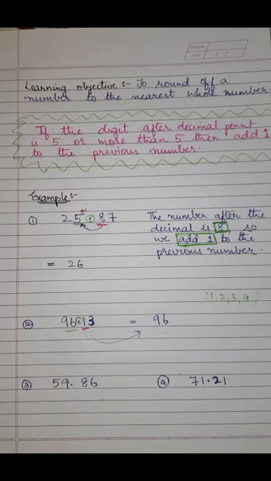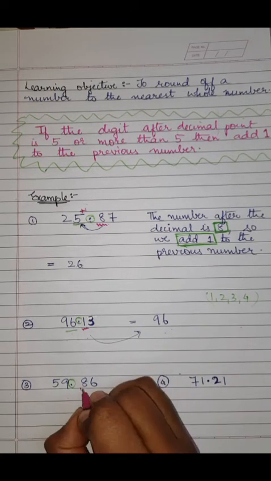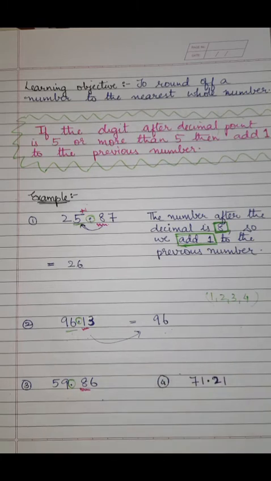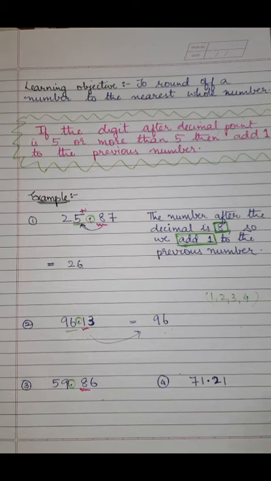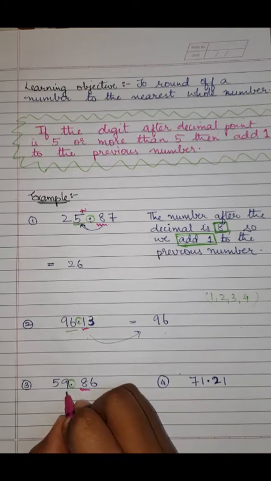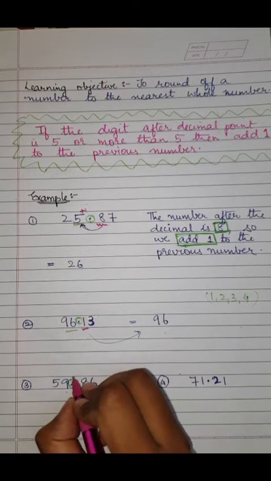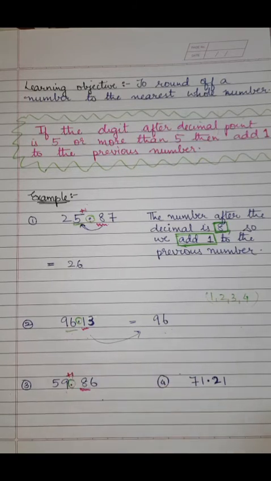59.86. So you have your decimal point. You have your number after the decimal which is 8 and 8 is greater than 5. So what did we say? If a number is greater than 5, you add 1 to the previous number. So the previous number is 9. You will add 1 to 9.